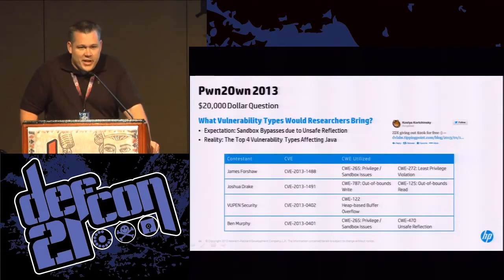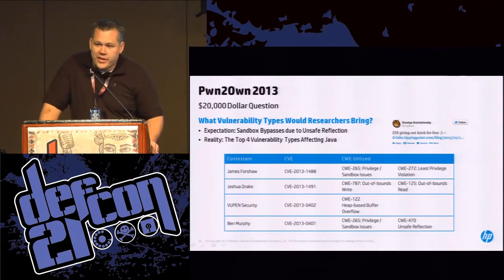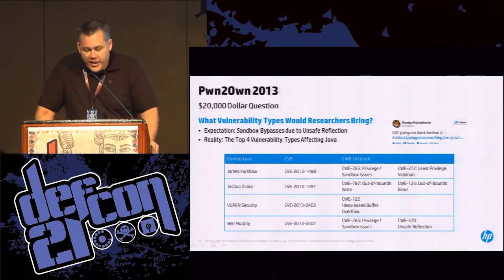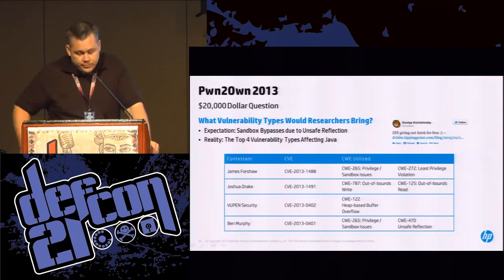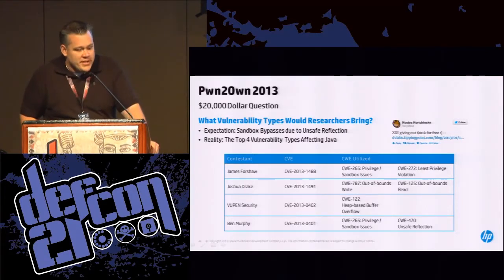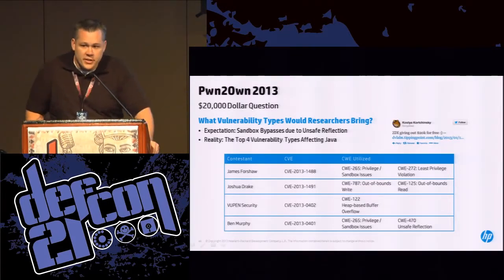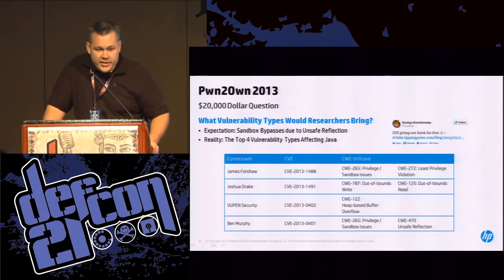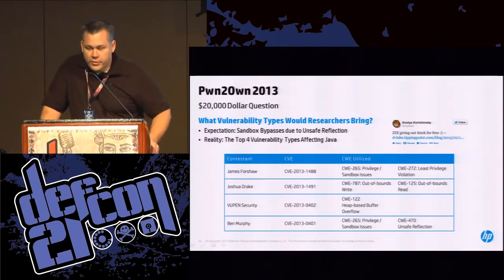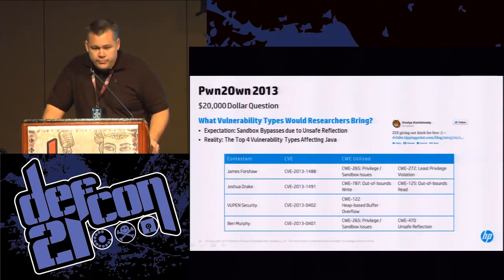At the time it felt like that, because there was a lot of zero-day activity going on in Java. There was a lot of independent discovery going on. But we thought it was important to highlight the browser plugins. Our expectation was that the researchers who were going to participate in Pwn2Own would bring sandbox bypasses due to unsafe reflection. But that actually turned out not to be the case. They actually brought the top 4 vulnerability types affecting Java.